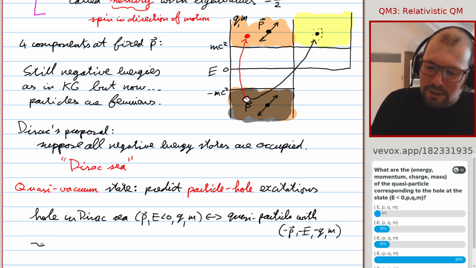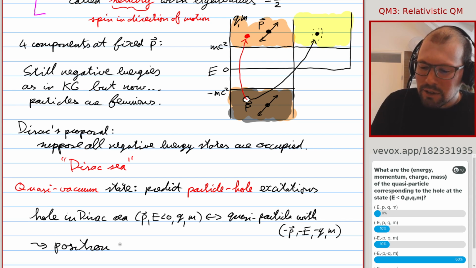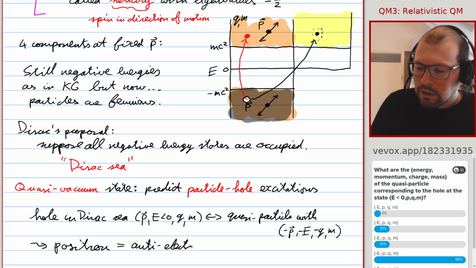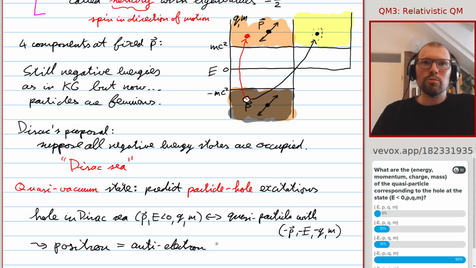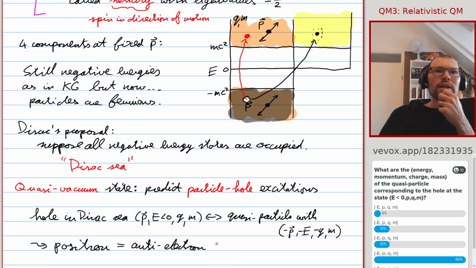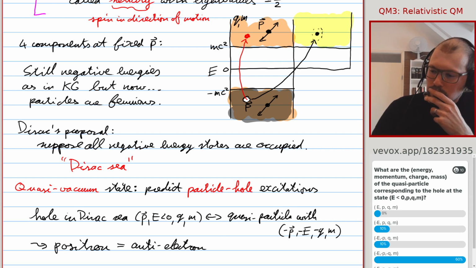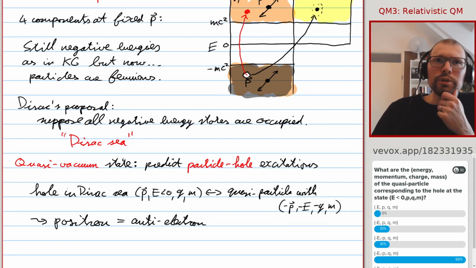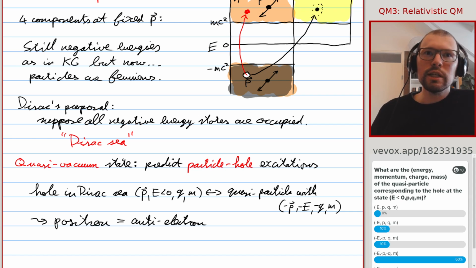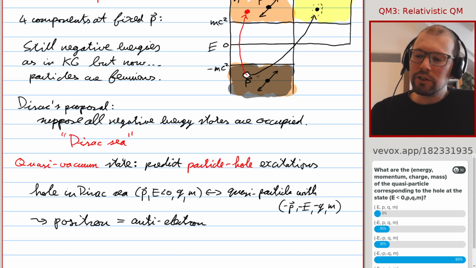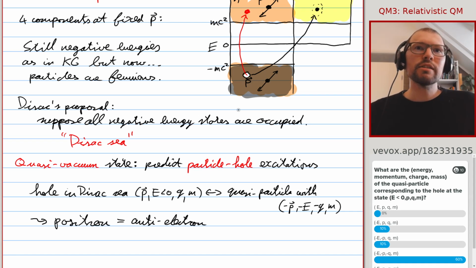So actually, this predicted the discovery of the positron, which is the anti-electron. So it has a positive charge and the same mass as the electron. What we'll see later when we do this a bit more properly is that these negative energy states are reflecting the fact that there is an antiparticle present in the system, and this is the positron.